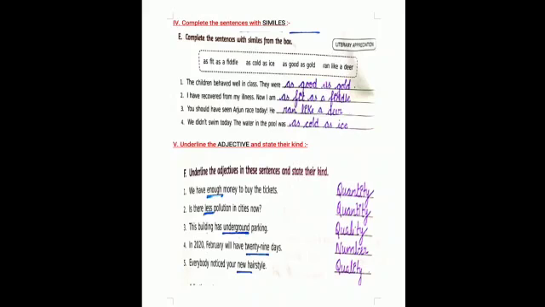First one, we have enough money to buy the tickets. So it is adjective of quantity. Yes, children, it is adjective of quantity. So enough money, it shows the amount, quantity of money we are having. So it is adjective of quantity. Next, is there less pollution in cities now? Yes, it's again adjective of quantity.